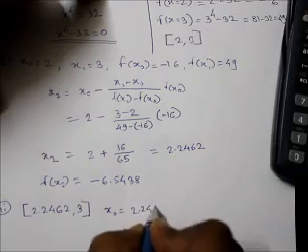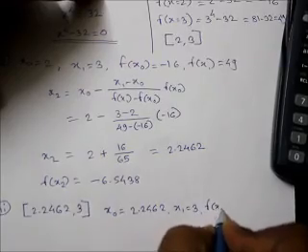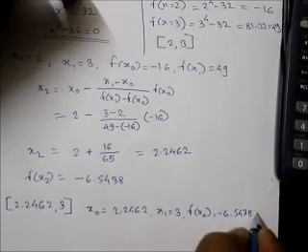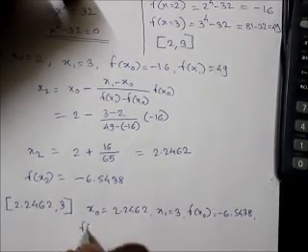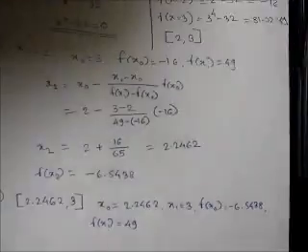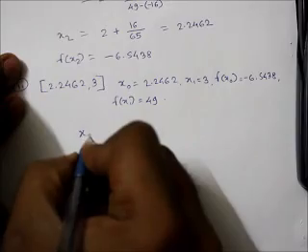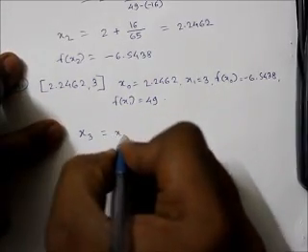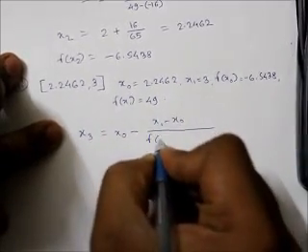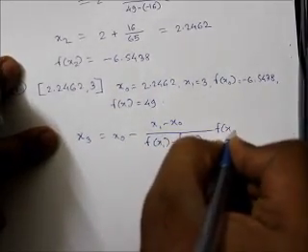Again we'll write down the values. x0 is 2.2462, x1 is equal to 3, f(x0) will be equal to minus 6.5438, and f(x1) is equal to 49 again. I have clearly mentioned all the values, and then again applying the formula, x3 is equal to x0 minus (x1 minus x0) divided by (f(x1) minus f(x0)) into f(x0).